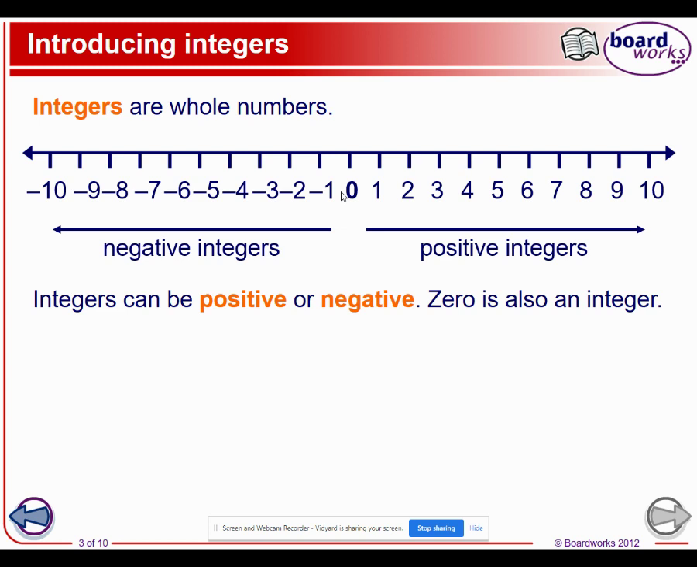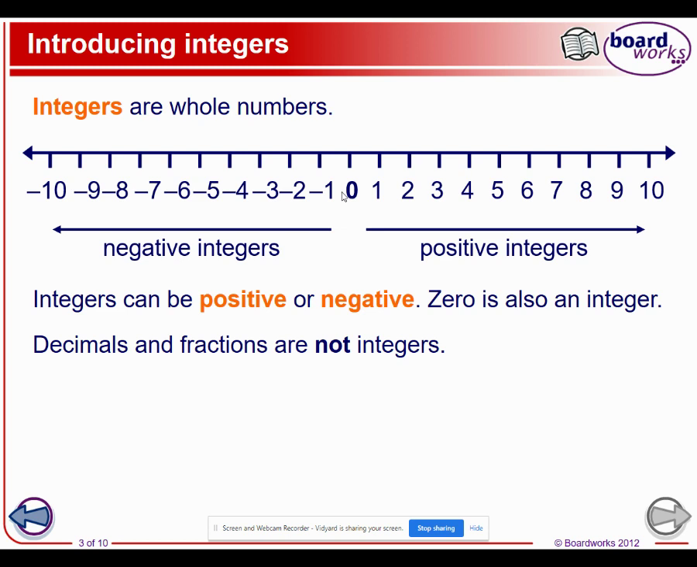0 is also an integer, but 0 isn't negative or positive. It's just 0. So it's kind of its own little animal there. 0 is not a negative number. 0 is not a positive number. But it is an integer. 0 is also not a whole number.